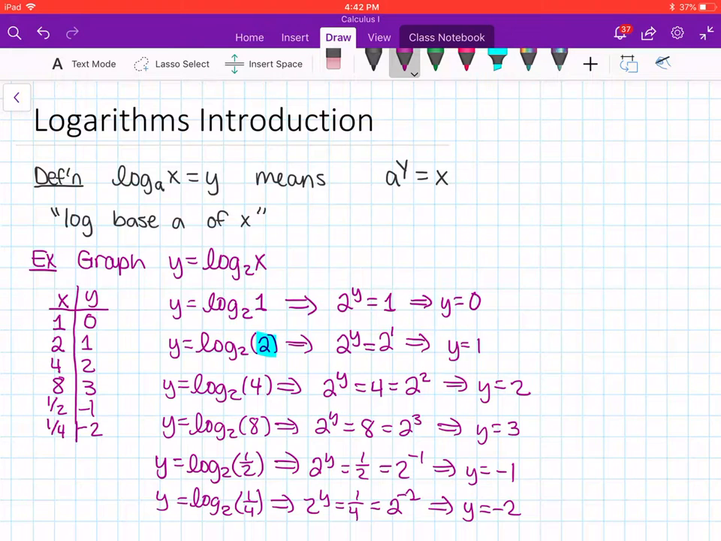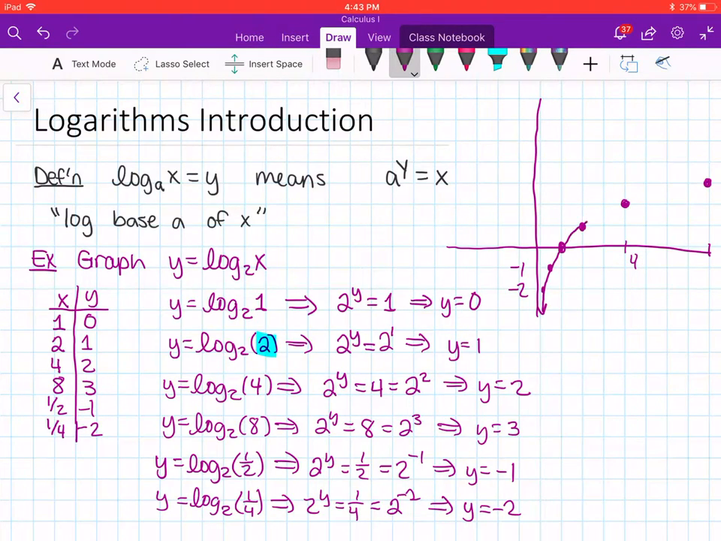So now let's try to graph it, and I'm going to try to put this so that it's all on one screen. So if it's 1, we're at 0. If it's 2, we're up 1. If we're at 4, we go up 2. And if we're at 8, we go up 3. And then if we're at 1/2, then we go down 1. And if it's a quarter, then we go down to negative 2. And here, folks, is the graph of the logarithmic function. So we have y equals log base 2 of x.